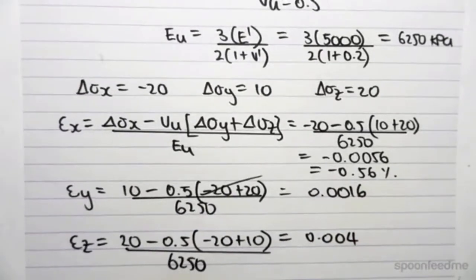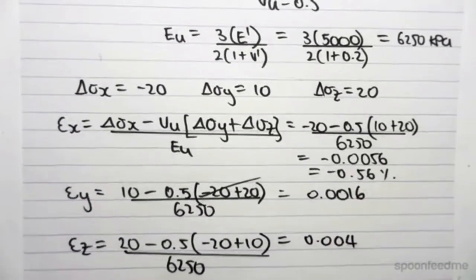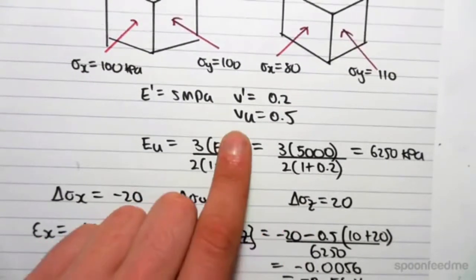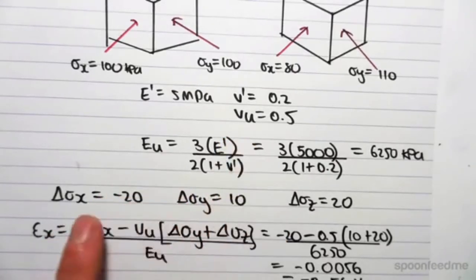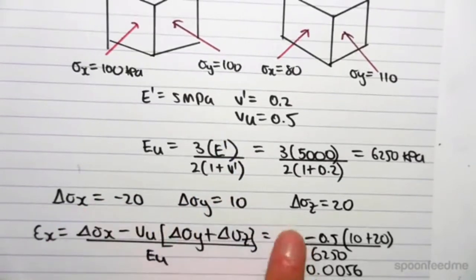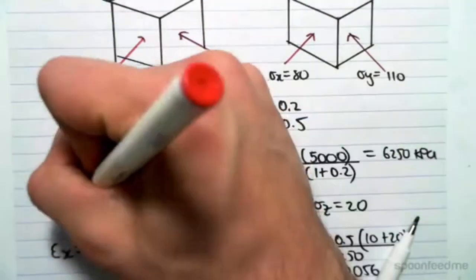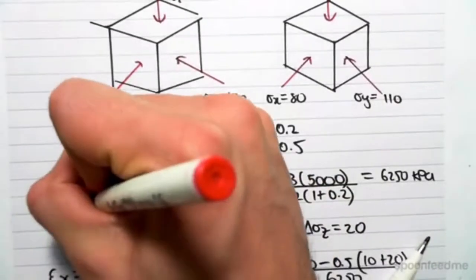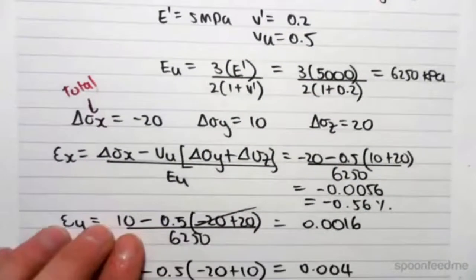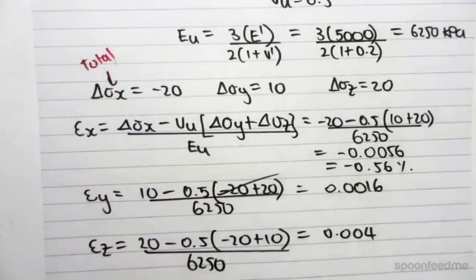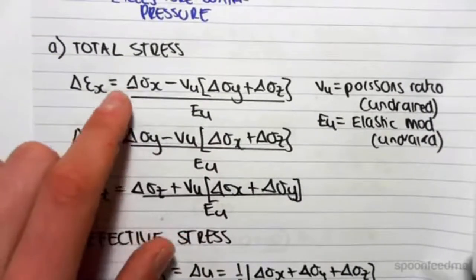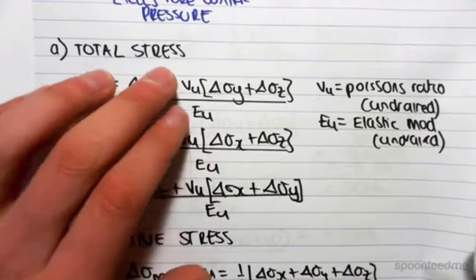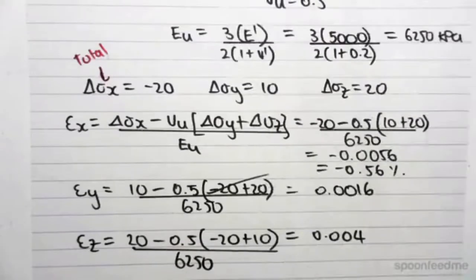Okay, done. So we found the strain in the x, y, and z direction. We did that by first finding the undrained values of E and Poisson's ratio, undrained. We then found the change in stress in the x, y, and z direction. And remember, these are all total stresses because we're doing a total stress analysis. And then we just sub it in our formula for Ex, Ey, and Ez, where the only thing changing between each of them is the order of x, y, and z. Poisson's ratio and the elastic modulus of undrained values are the same in every single case.